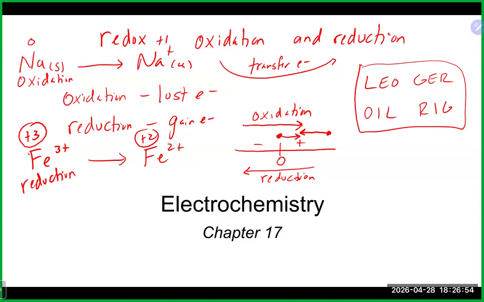So that's a very simple way. If you can correctly identify oxidation numbers, just see which way it's going, and you can very quickly identify what is being oxidized and what is being reduced. Any questions on that there?